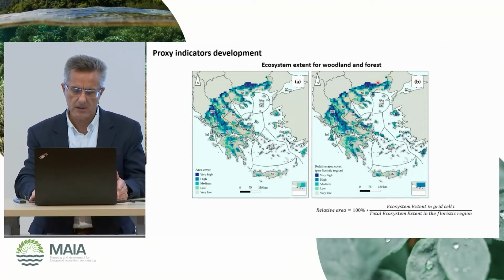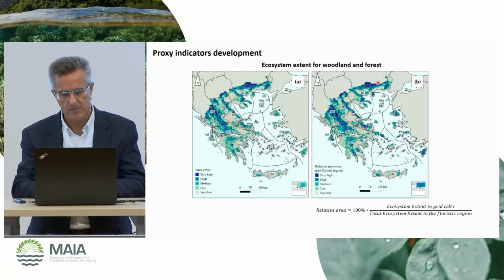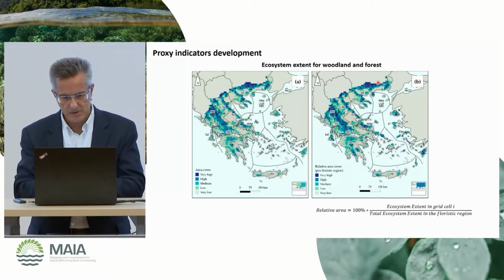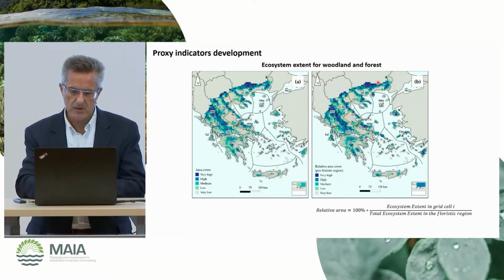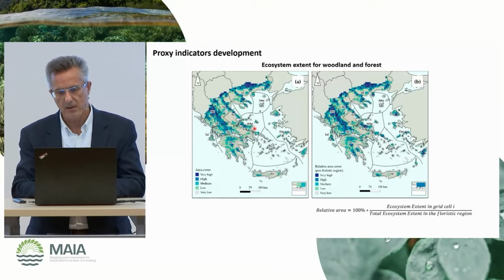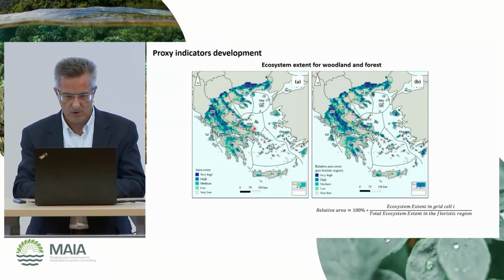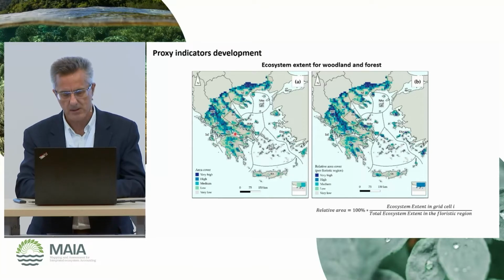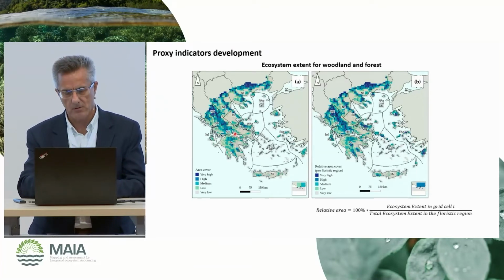So the first thing that we tried was to develop some proxy indicators, and the first question was related to the ecosystem extent for woodland and forests. And here you see the area covered by the ecosystem type of woodlands and forest throughout Greece. We have this scale from very high to very low, and you can see this extent of woodland forests throughout Greece.